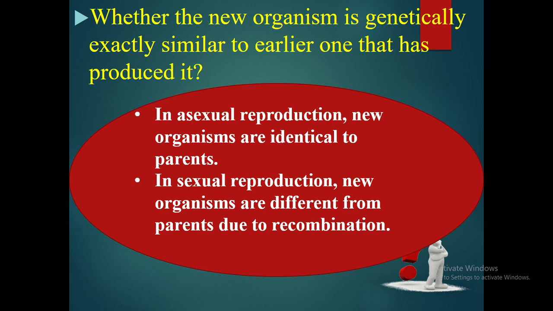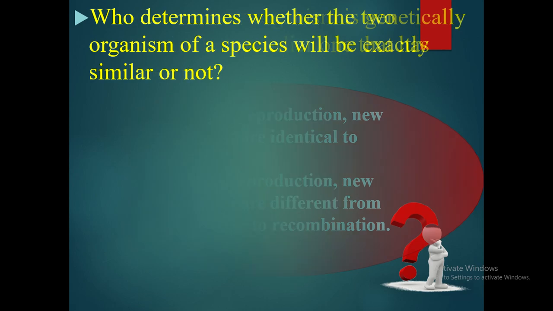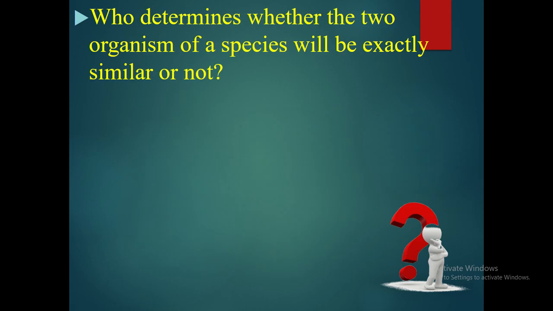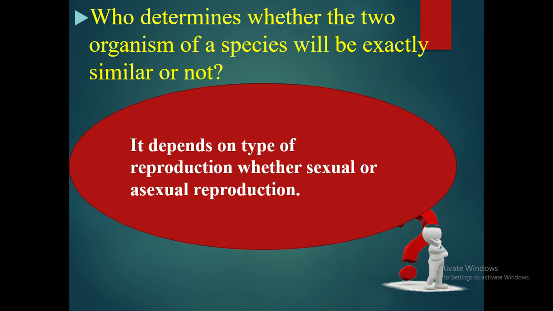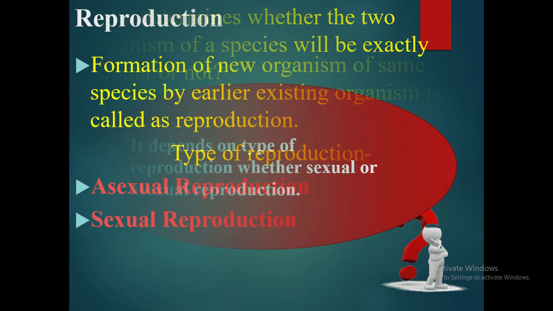In asexual reproduction, the new organisms are exactly identical to the parents, whereas in sexual reproduction, the new organisms are different from the parents. Who determines whether the two organisms of a species will be exactly similar or not? It is the type of reproduction which will determine it.